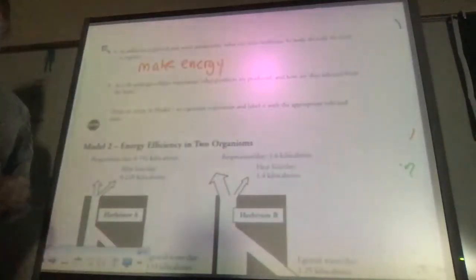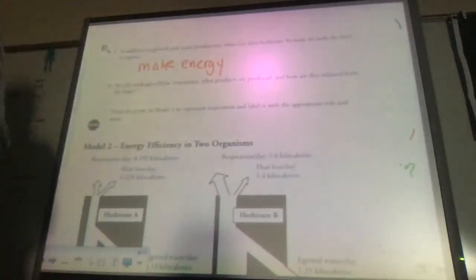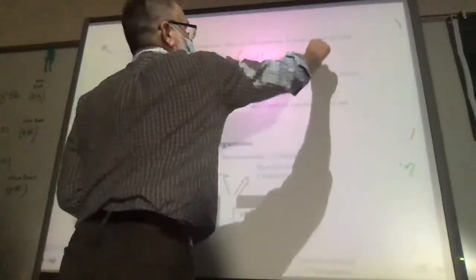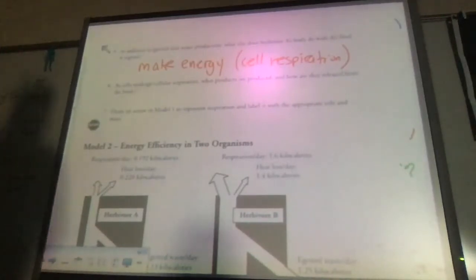What's the process we use to make energy? Through cellular respiration. Cell respiration is the process that we use to produce energy. It's the process by which we take our food and convert it into energy.